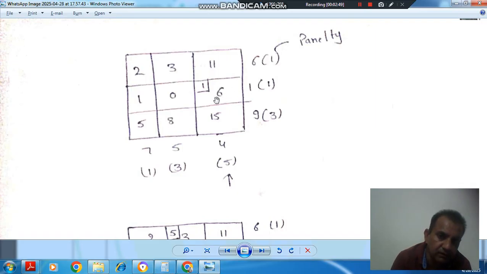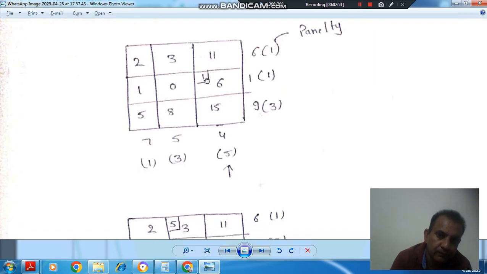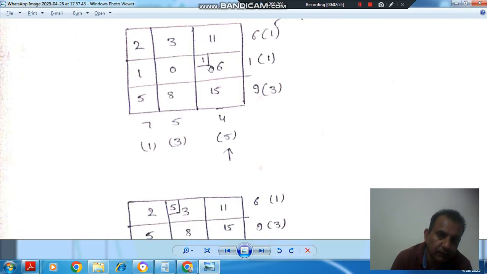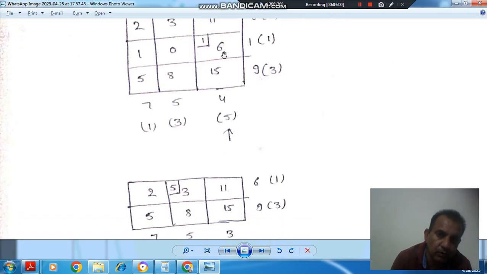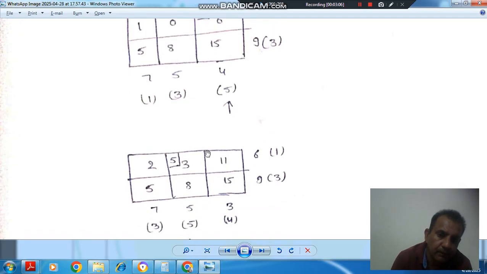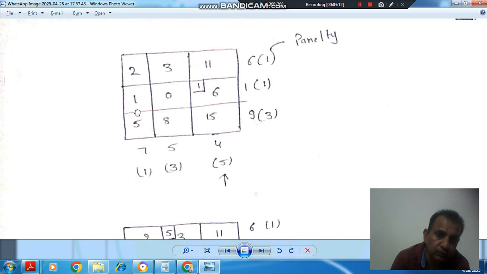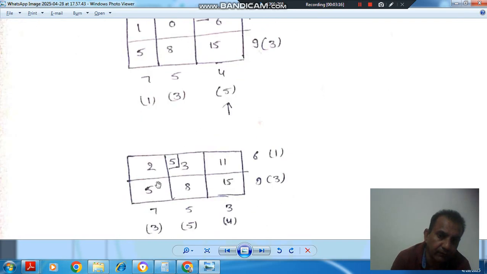Here we can assign only one to the minimum element. The minimum element is 6, so we can assign only 1 liter of juice, where the cost is 6. Okay, so now this row will be omitted because the requirement is only 1. Now these two rows are left, 2, 3, 11 and 5, 8, 15.